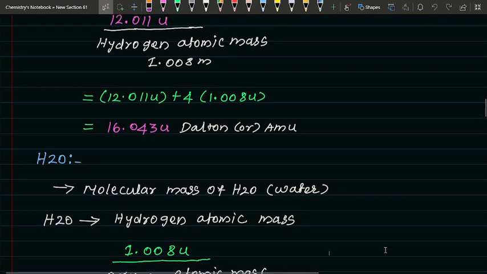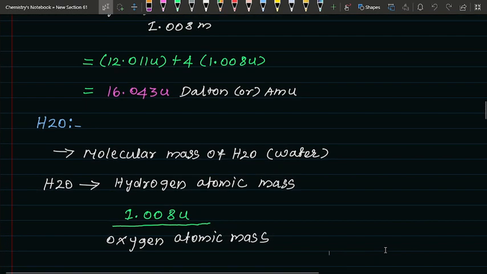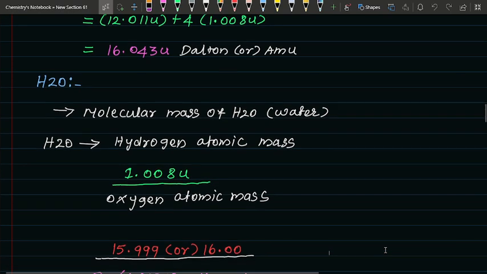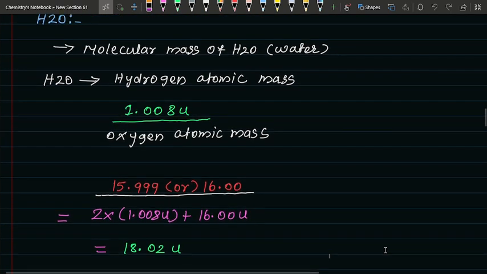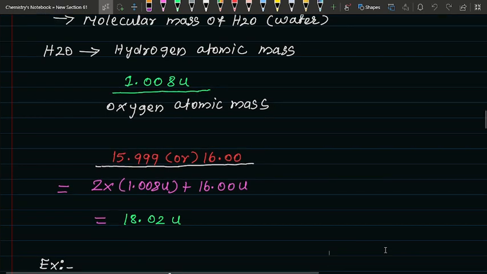Molecular mass of H2O, water. Hydrogen atomic mass is 1.008 u, oxygen atomic mass is 15.999, or 16.00. So 2 times 1.008 u plus 16.00 u. There are 2 hydrogens, so we get 18.02 u as the molecular mass.